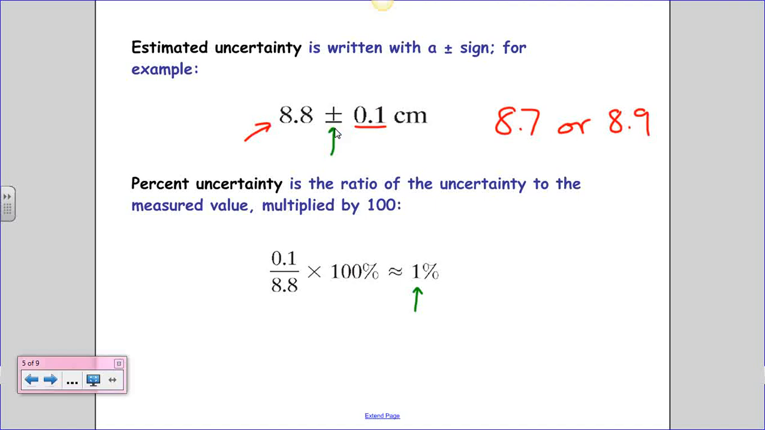Percent uncertainty is when you take your uncertainty, in this case, the 1 millimeter that you would give or take, you divide by the value you measured, or 8.8 centimeters, and you multiply it by 100. And it turns out your percent uncertainty is about 1%. So you're about 1% off in either direction, potentially. You'll get some practice with this on the homework, so if this is confusing, definitely ask questions.